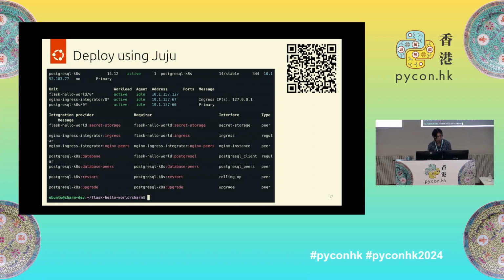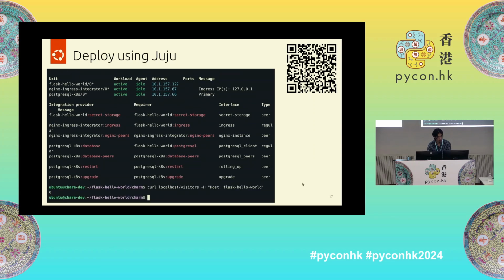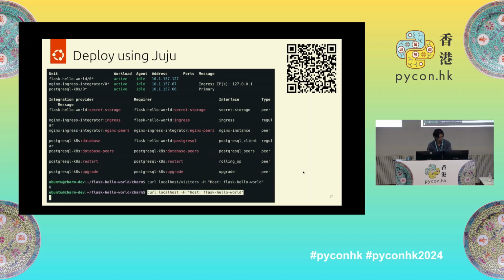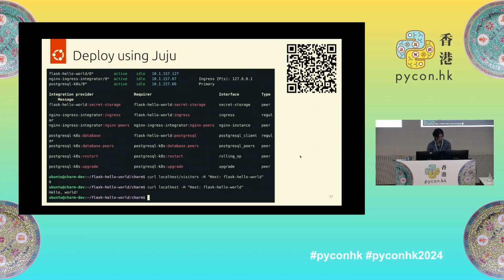So there you go, all active and nice green, and you have all the relations that you have created. And if you curl, yeah, 0.0.0.0 makes sense. If you curl that, hello world, nice.